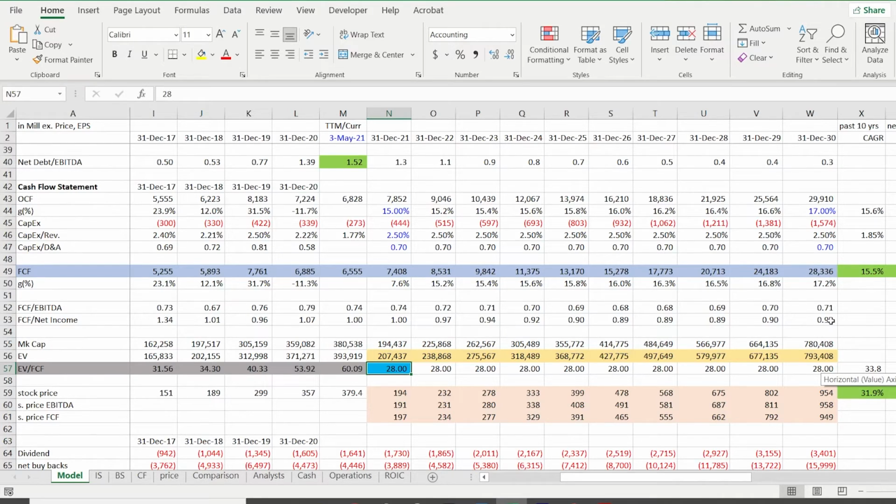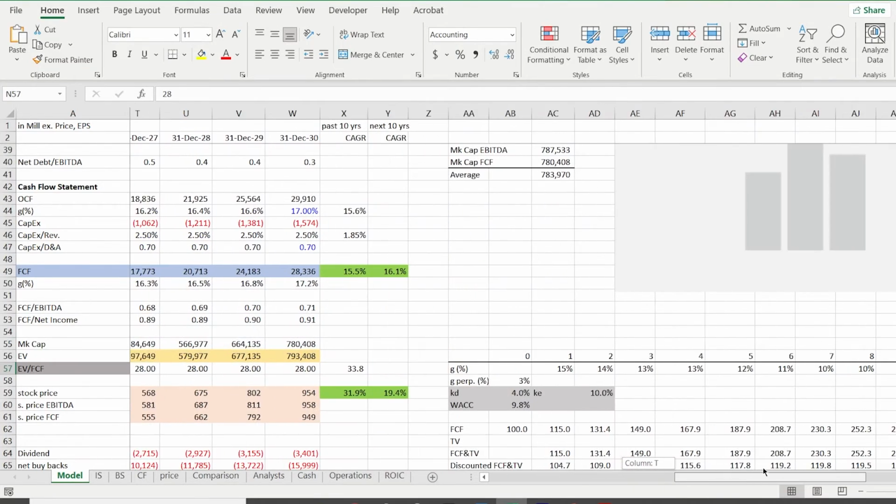So I multiply 28 billion, which is the free cash flow I'm projecting, times 28, and that gives me the enterprise value. I deduct the debt, and I get 780 billion as market cap at year 10, which divided by the number of shares gives me this 949 projected share price. The average of these two gives me my target price in 10 years, which is 954.